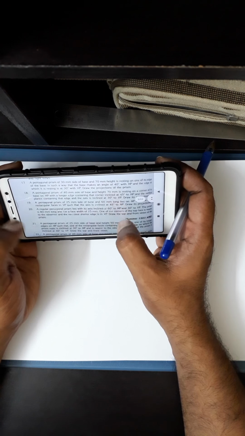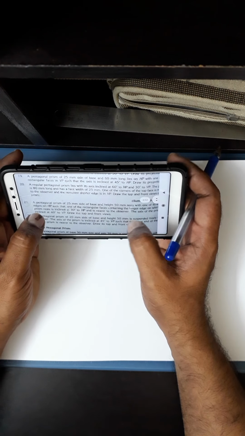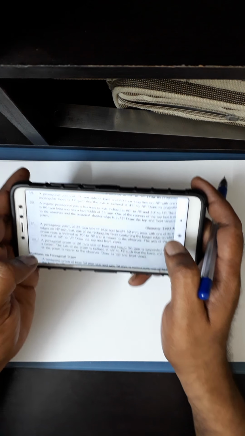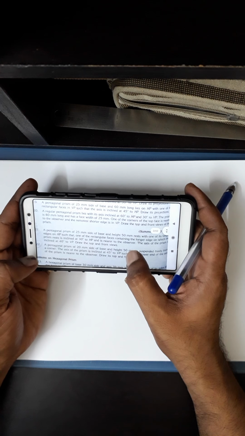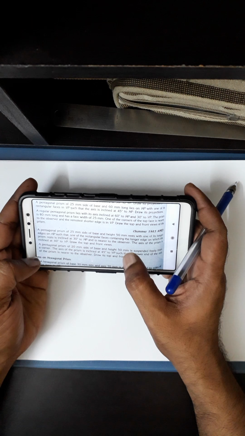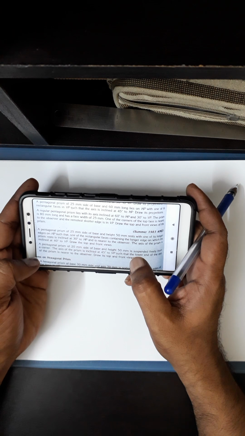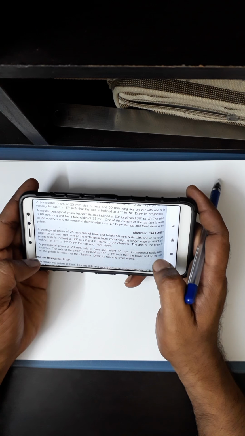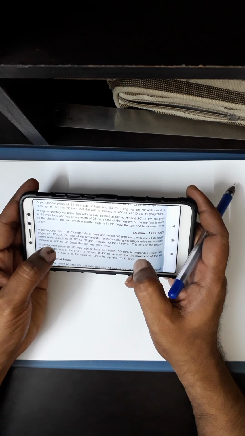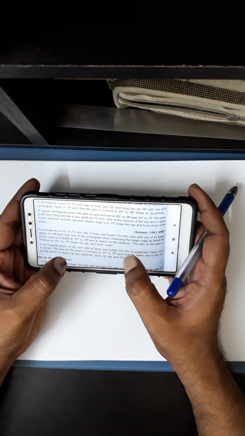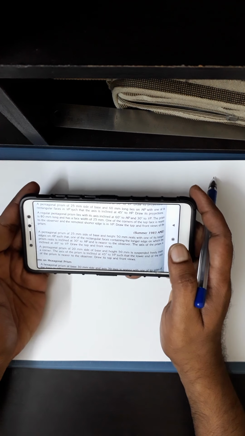So we'll go for 21. A pentagonal prism of 25 mm side of base and height of 50 mm rests with one of its longer edges on HP such that one of the rectangular faces containing the longer edge on which the prism rests is inclined at 30 degrees to HP and is nearer to the observer. The axis of the prism is inclined at 40 degrees to VP. Draw the top and front views.